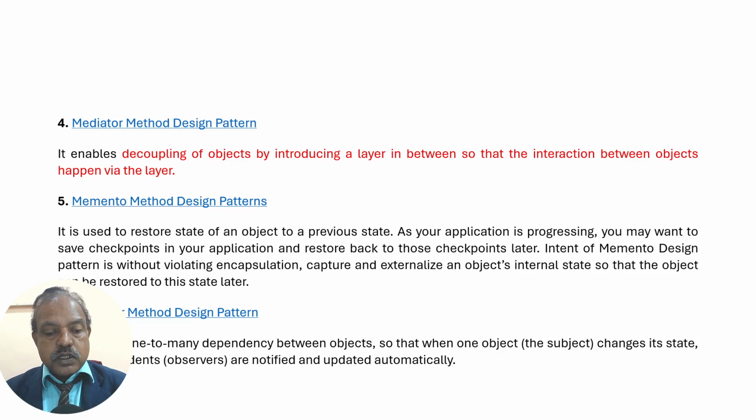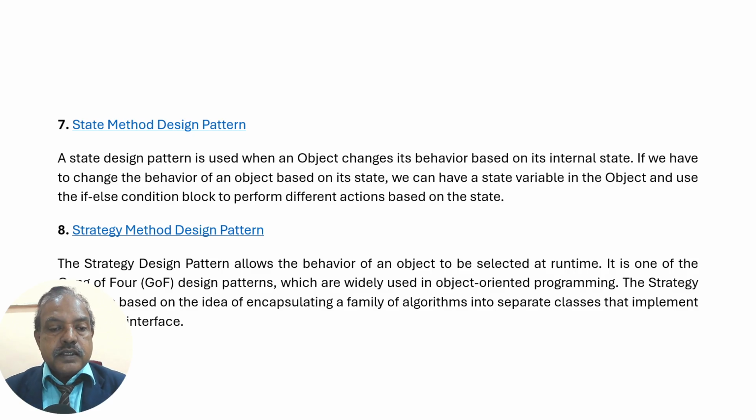Then we are going for the observer method design pattern. It defines a one-to-many dependency between objects so that when one object changes its state, all the dependents are notified and updated automatically. This is what we call the observer method design pattern. Then in the state method design pattern, a state design pattern is used when the object changes its behavior based on the internal state. Okay. So if you have to change the behavior of an object based on its state, then we have to go for the state method design pattern.